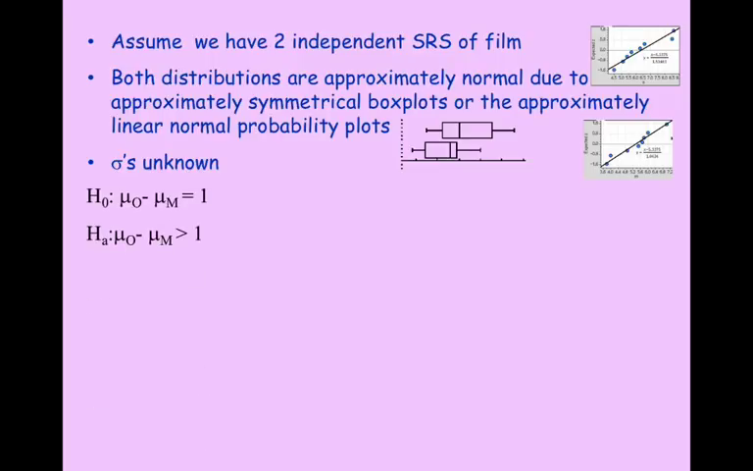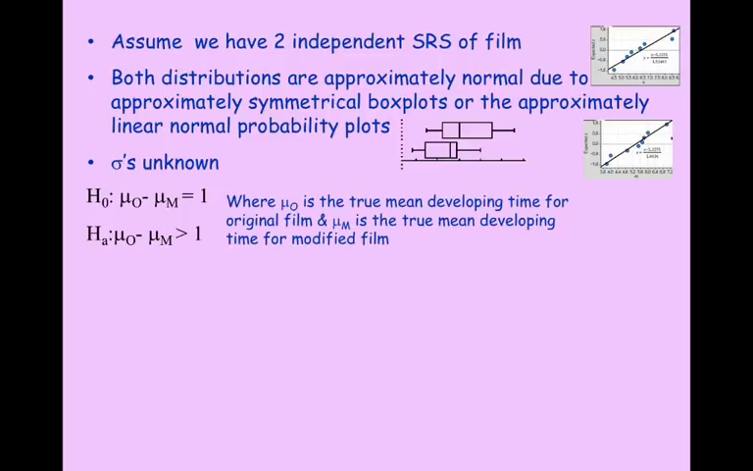Our null hypothesis is going to be the difference is equal to 1. So remember, not that there is no difference now, but that the difference is 1. And our alternative is that it's greater than 1. So that would be the difference in our true population means. And then, of course, we have to define our variables. For mu, we're looking at the true mean developing time for the original, mu O, and mu M is the true mean developing time for the modified. Or mean 1 and mean 2, you could call them that as well.